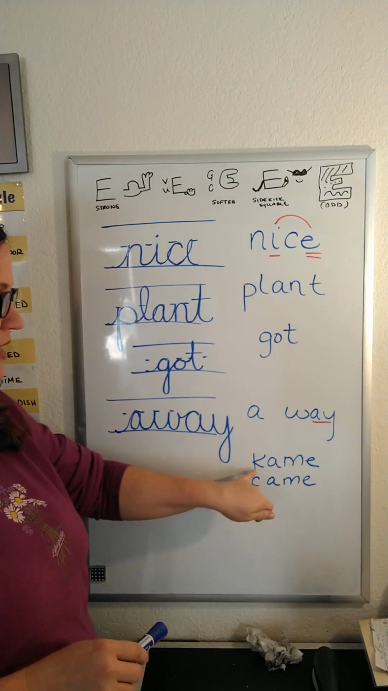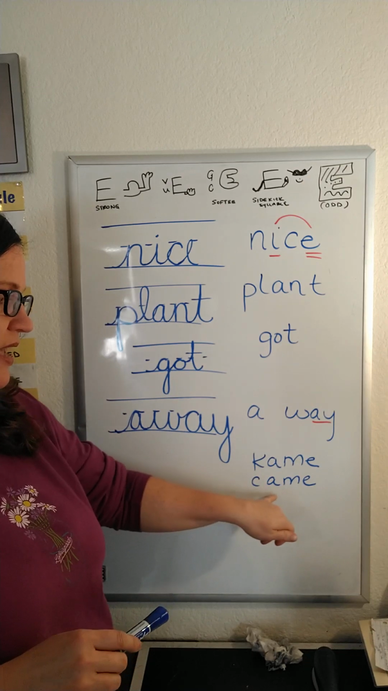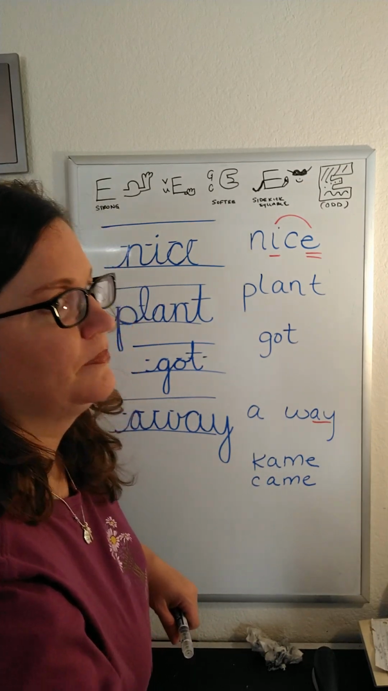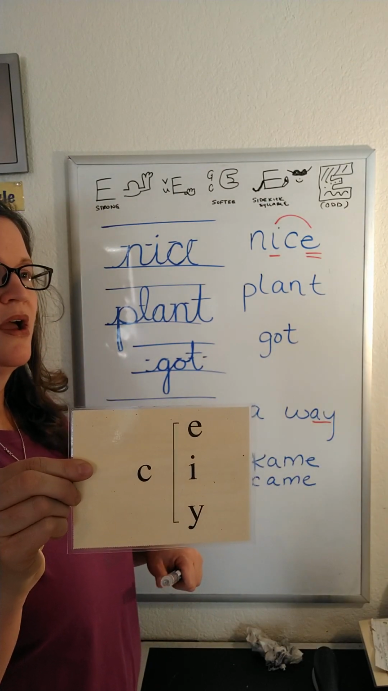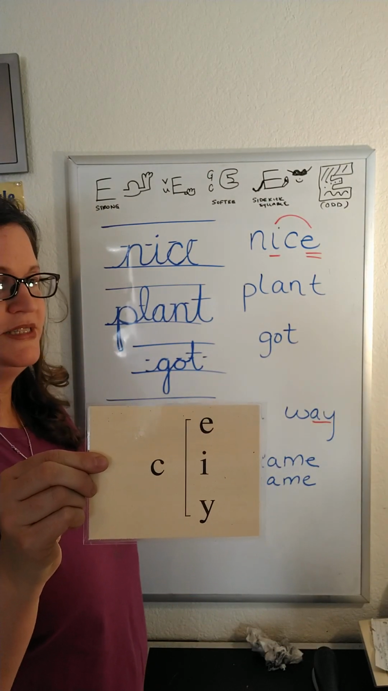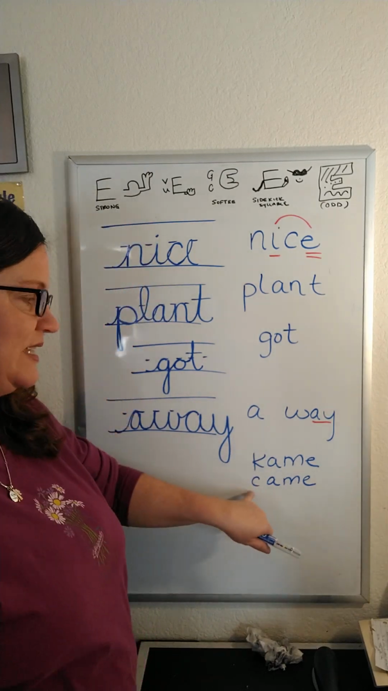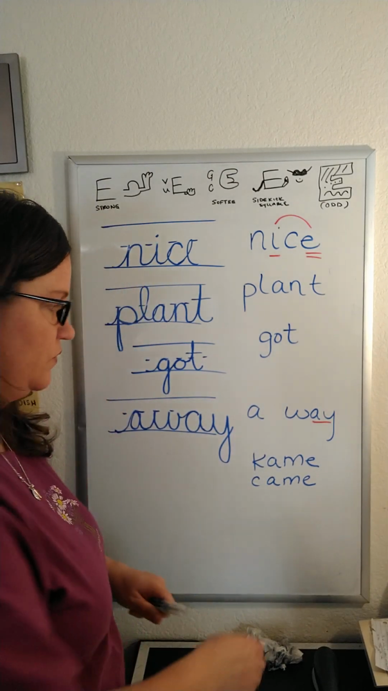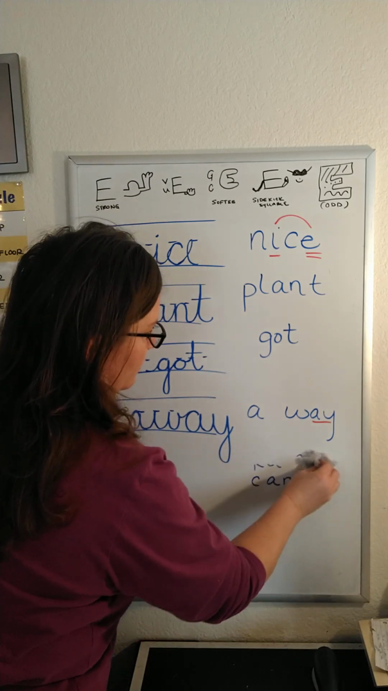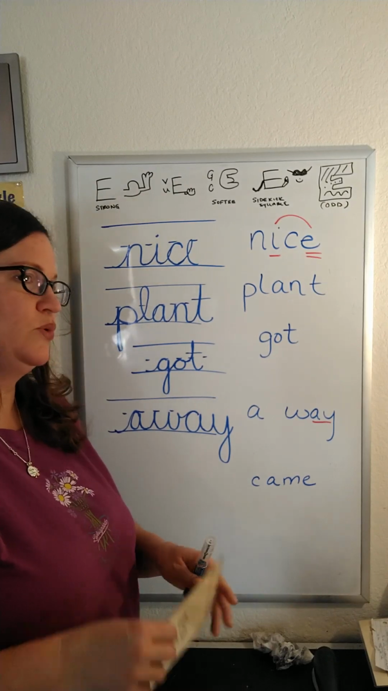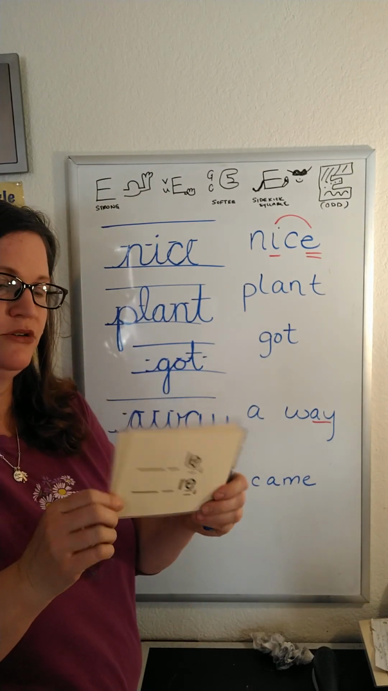So I heard k-am and I heard k-am. How do I know if it's a C or a K? C says K before A. Good. C says S before E, I, and Y, but it says K in front of A, O, and U. So we can get rid of that wrong one. And then why do we have this silent E? Let's remember our rules. Is it because the vowel sound changes? Oops, wrong one.